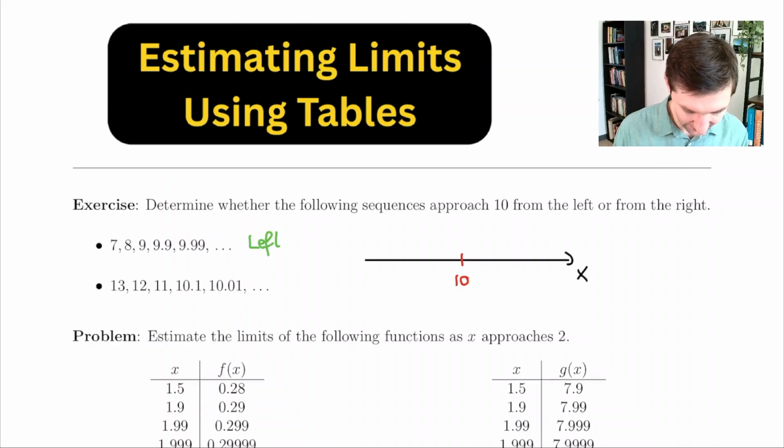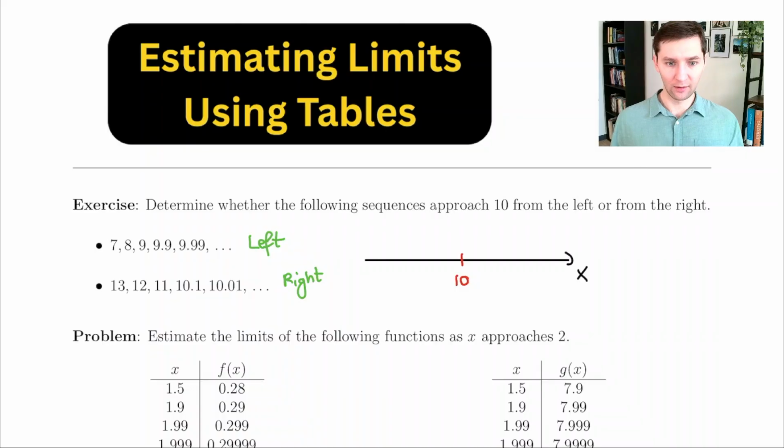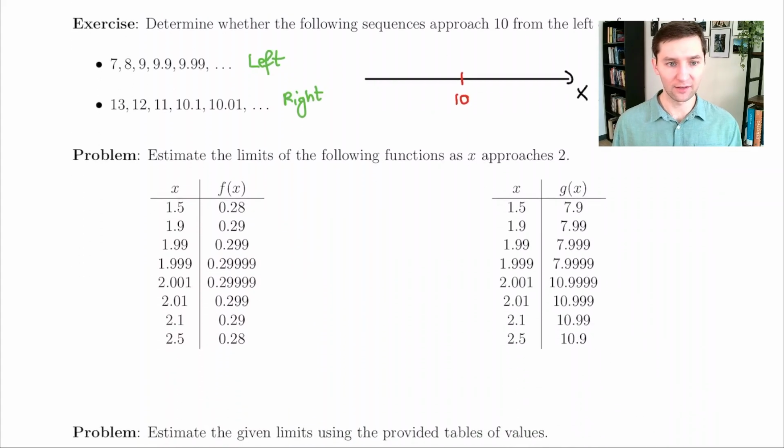When it comes to the second sequence, all the terms are bigger than 10, so they approach 10 from the right. This idea of approaching a number from the left or from the right will be very useful to us when it comes to estimating limits using tables. Let's take a look at the next problem.